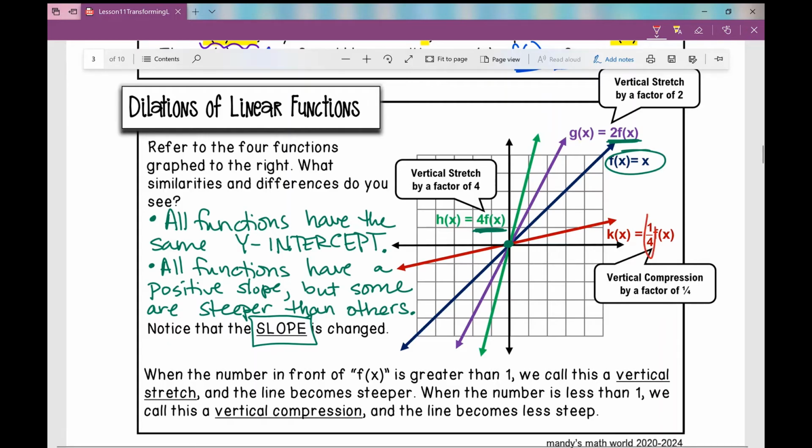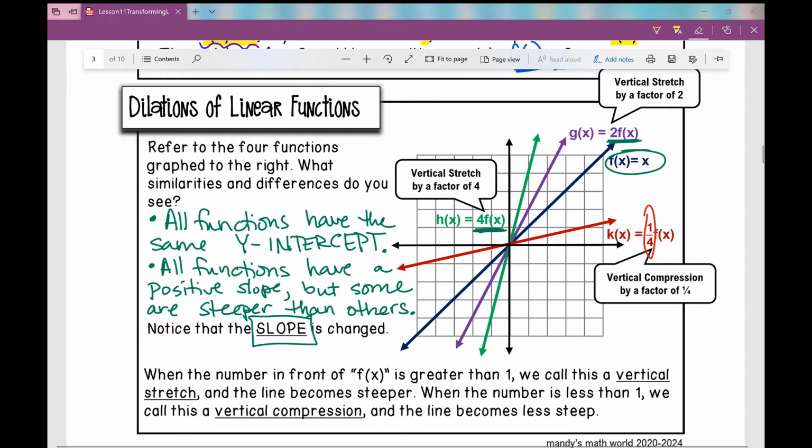And what do you notice that's in front of f of x? A 1/4. So when you have a number in front of that f of x, or really in front of x if you're writing it the other way, that's in between 0 and 1, it's going to create a slope that's flatter. It's going to be less steep. Because if my slope is 1 over 4, I'm only going up 1 over 4. It's going to make that line much less steep.